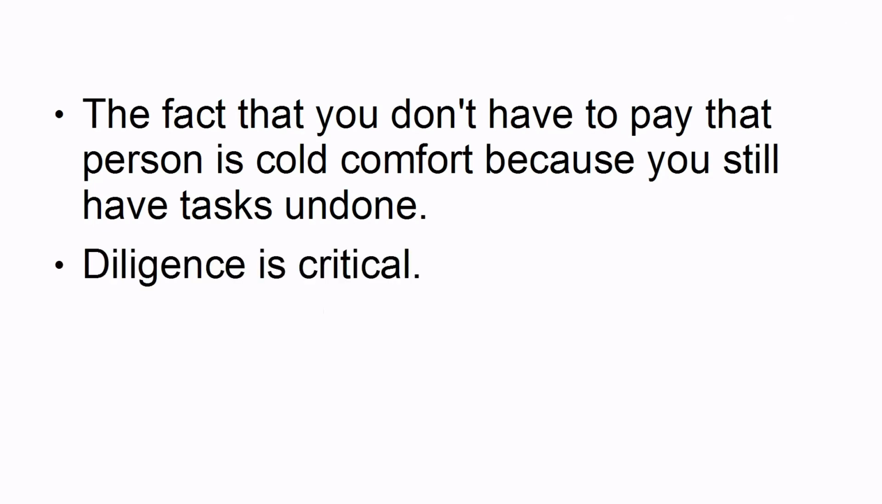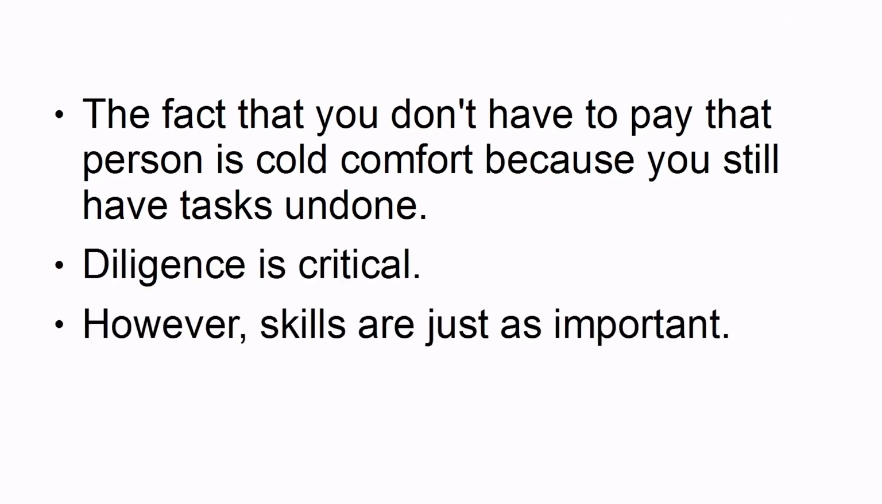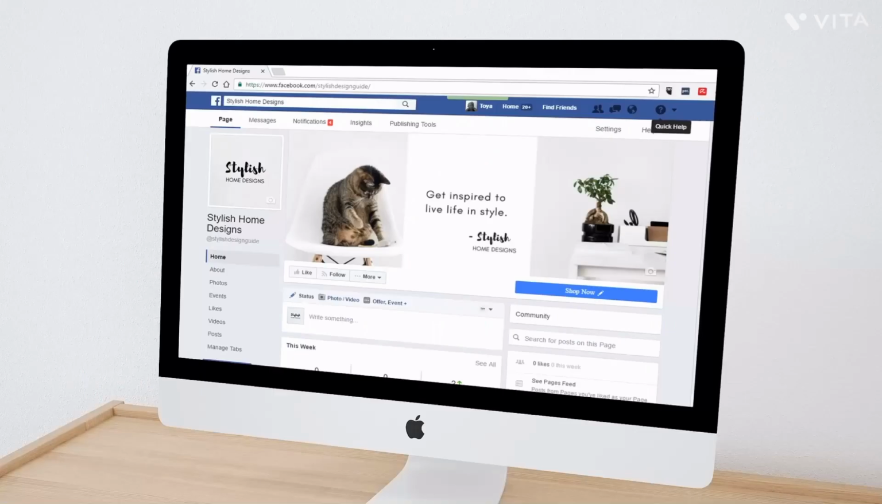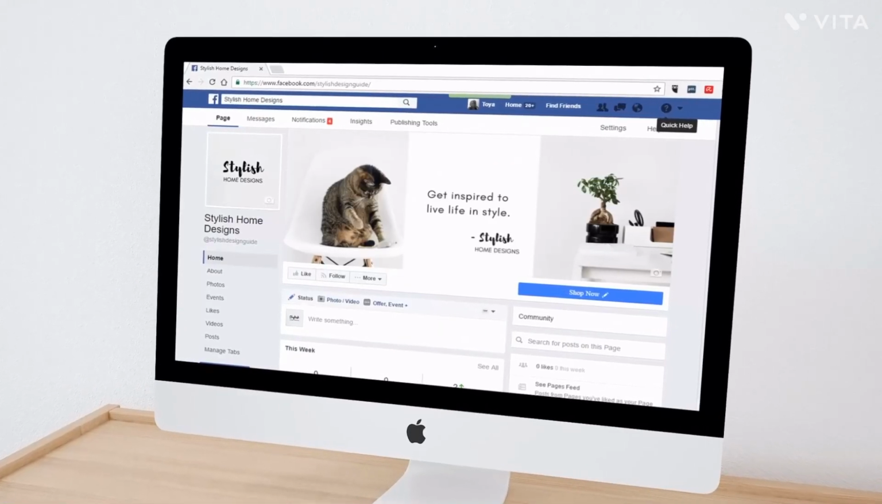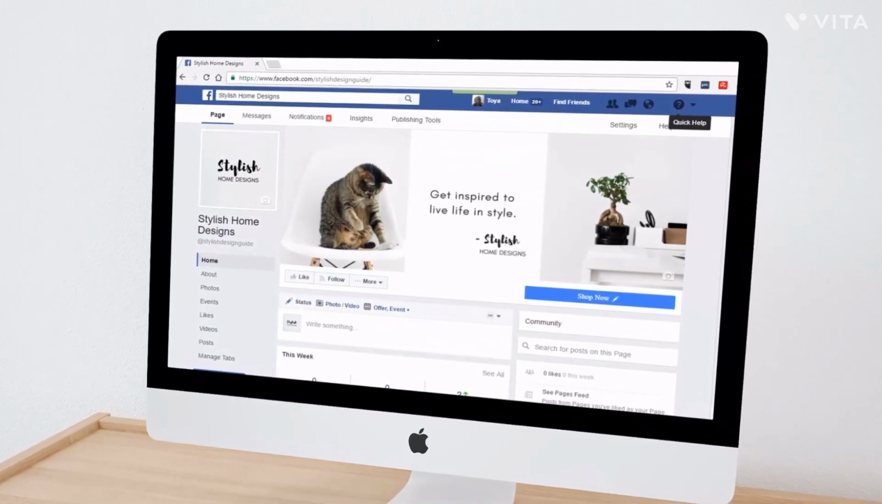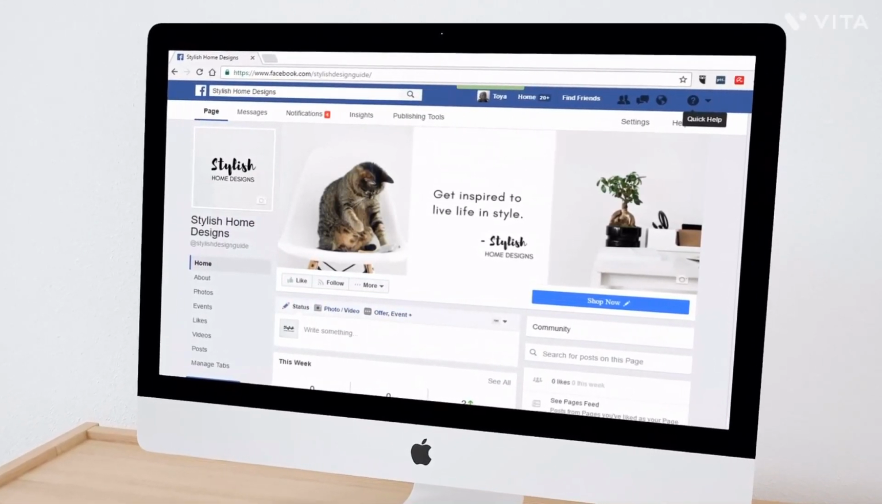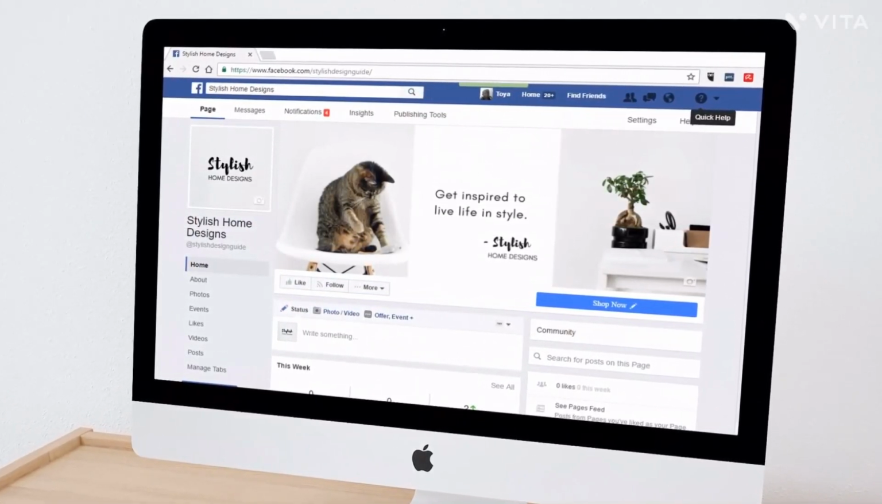Diligence is critical. However, skills are just as important. Make sure that they can do the job. Whether you're doing Facebook marketing, ad management, social media marketing, or content marketing, the VA you select must do a good job.